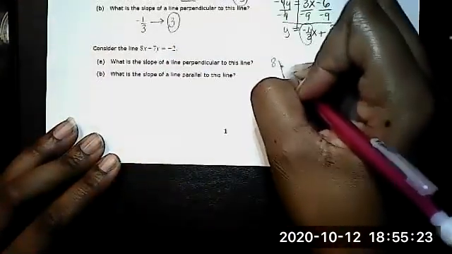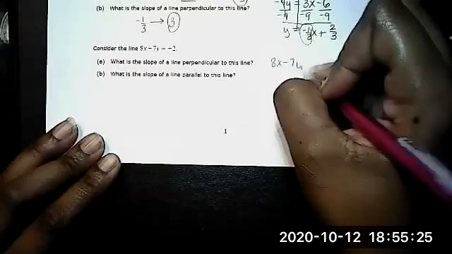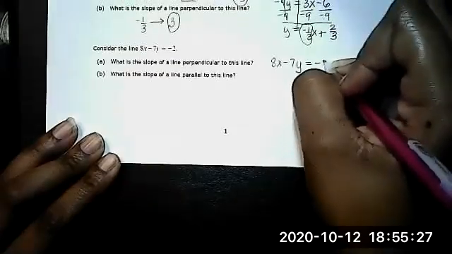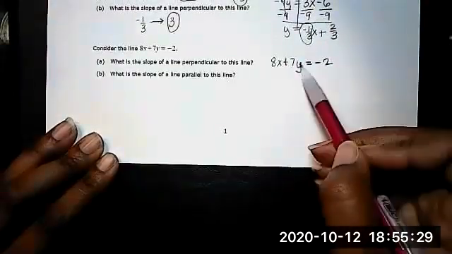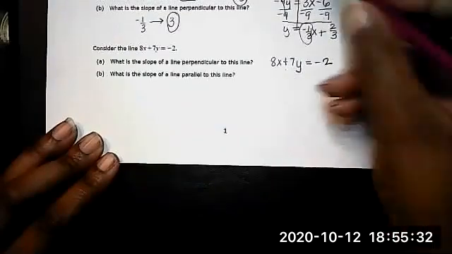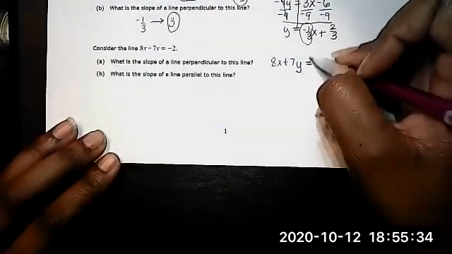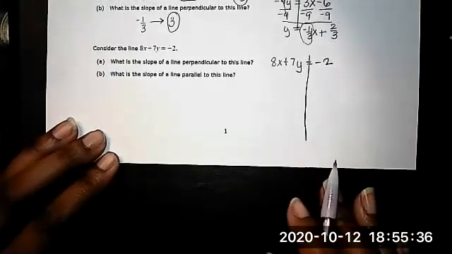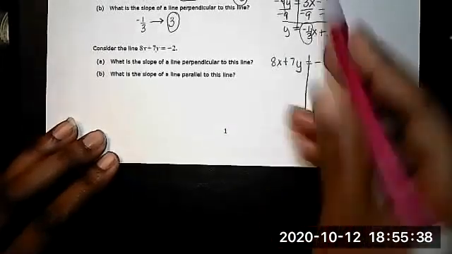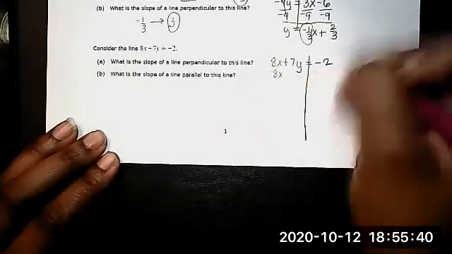So for this one, same thing. We're going to first solve for y. Make sure you read it correctly: 8x plus 7y equals -2. You're solving for y. Subtract 8x from both sides first.